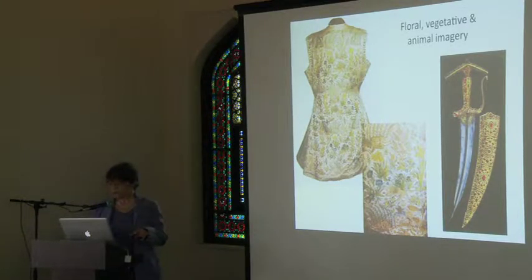On the right here, we've got an image of a dagger and scabbard, also of the Mughal period, about 1615 or so, with floral imagery and a lot of bird imagery that worked into the handle. This is also a kundan technique with the inset rubies and emeralds.